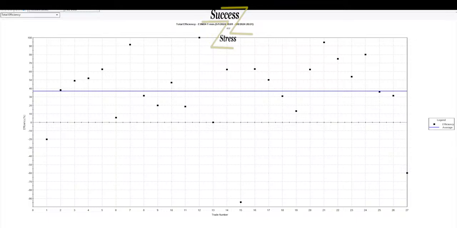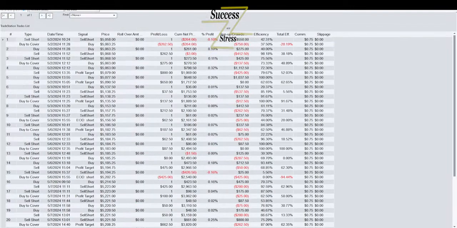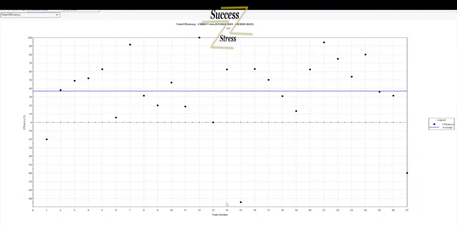Let's see what the efficiency is like. The efficiency is pretty good. On the short side, I have to go back and look a little bit more at the efficiency, because I think these are my shorts down here. I don't think I have a negative efficiency. Let's see. This first trade was negative 20%. What was the first trade? First trade was a short. That's what I thought. The efficiencies down here at the bottom side are the shorts.